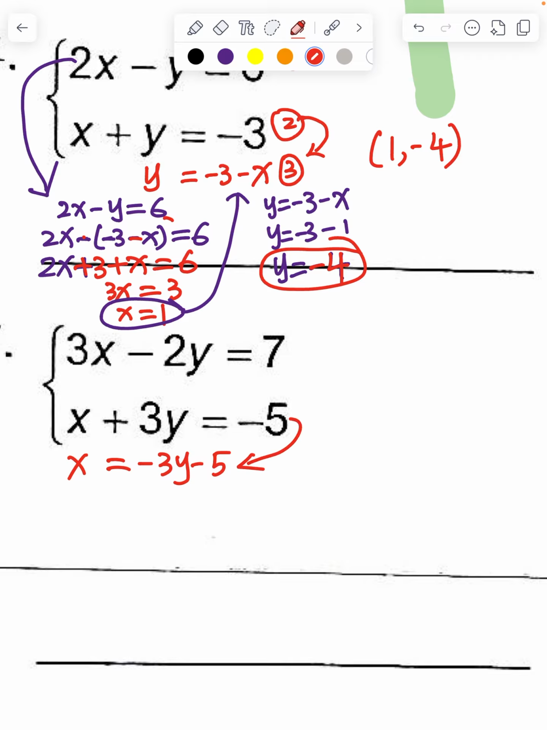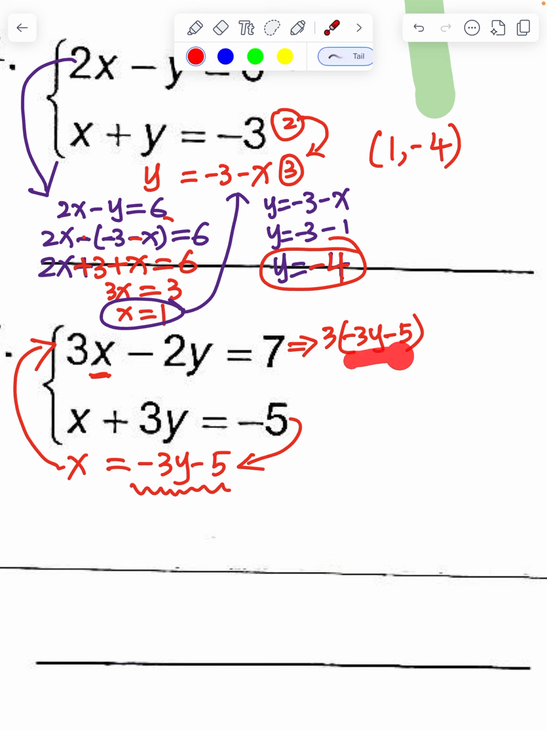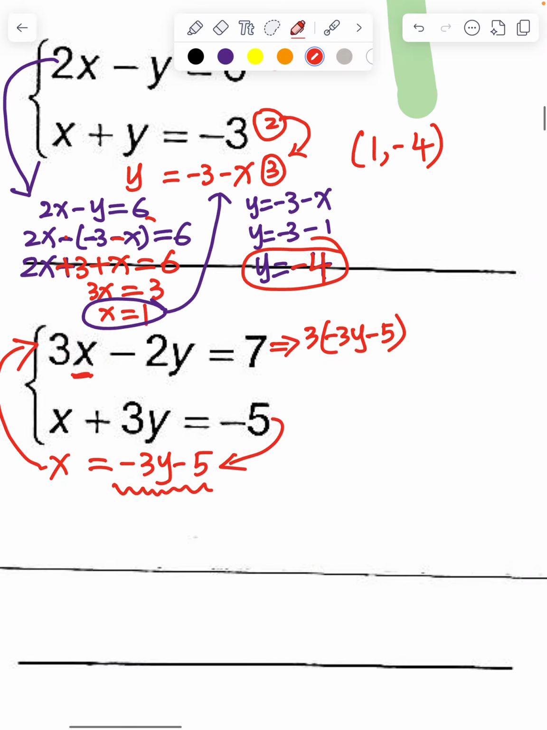Now I have to use a different equation. I'm going to use the first one, replace x by negative 3y minus 5. So this equation becomes 3 times negative 3y minus 5, because this equals x, okay? Here's x, so I use negative 3y minus 5 to replace x. Minus 2y equal to 7.